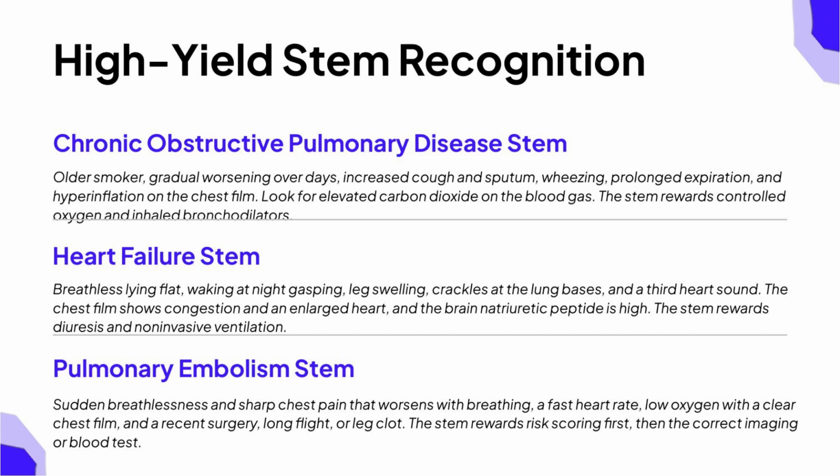For heart failure, look for the patient who is breathless lying flat, wakes at night gasping, has leg swelling, crackles, and a third heart sound with congestion on the film and a high brain natriuretic peptide. That stem rewards diuresis and non-invasive ventilation. For pulmonary embolism, look for sudden breathlessness, sharp chest pain that worsens with breathing, a fast heart rate, low oxygen with a clear chest film, and a recent surgery, long flight, or leg clot. That stem rewards risk scoring first, then the right test. These patterns repeat over and over, on practice questions and on the real exam.